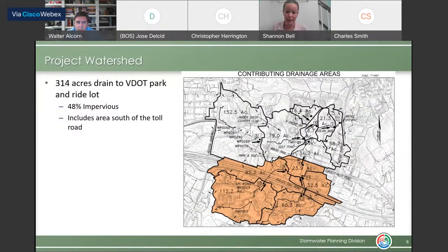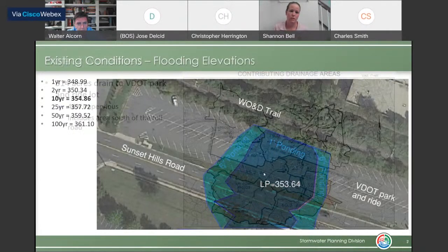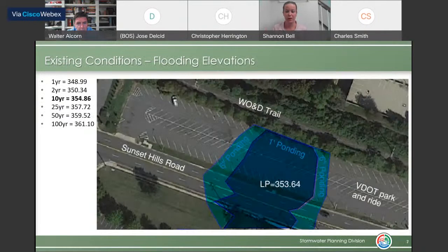So just an idea of what area is draining to the site. I highlighted it in orange here. Our site is located right here. And then we get drainage from this area south of the Dulles Toll Road, a portion of the Dulles Toll Road, and this area in between Sunset Hills Road and Dulles Toll Road. So with all that water coming to our site, now you have an idea of that.